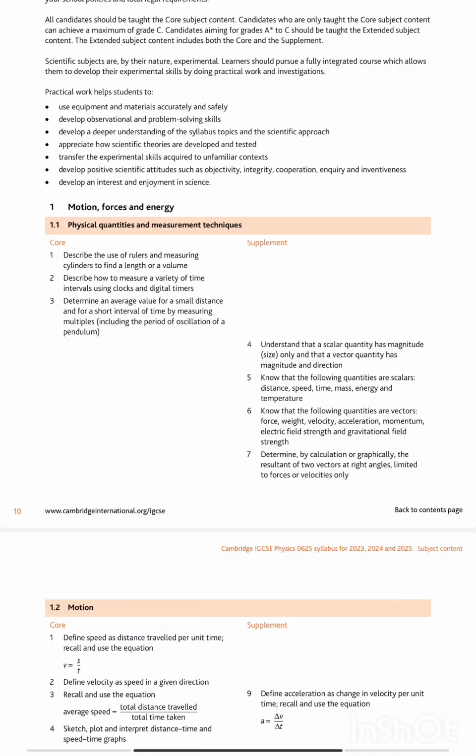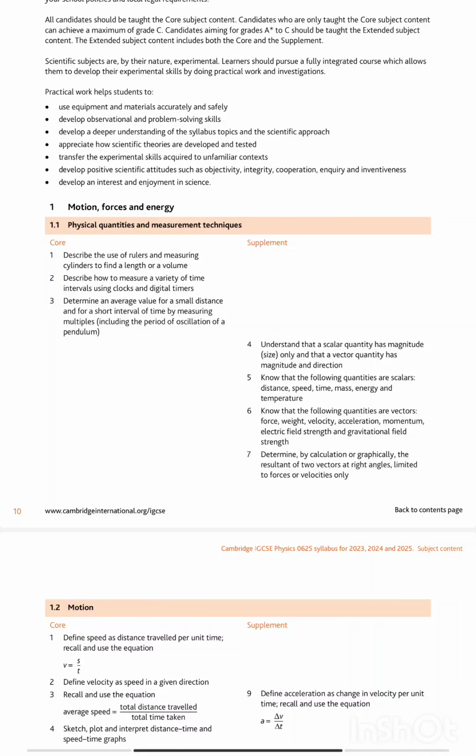If you talk about the core objectives, the first one is to describe the use of rulers and measuring cylinders to find the length or the volume. The second one is to describe how to measure a variety of time intervals using clocks and digital timers. The third is to determine an average value for a small distance and for a short interval of time by measuring multiples, including the period of oscillation of a pendulum.